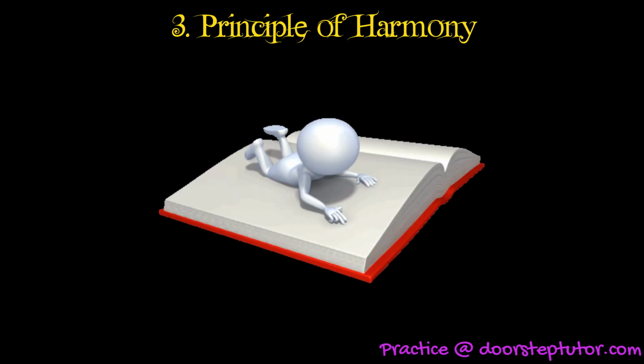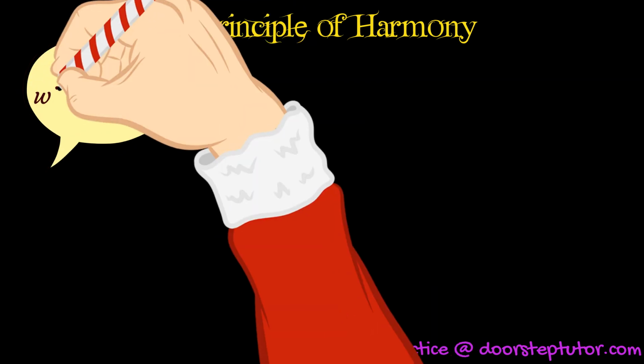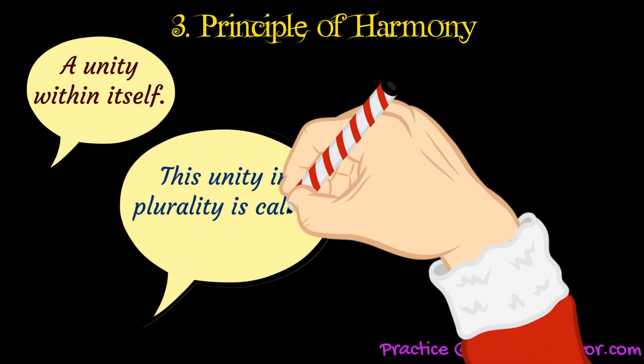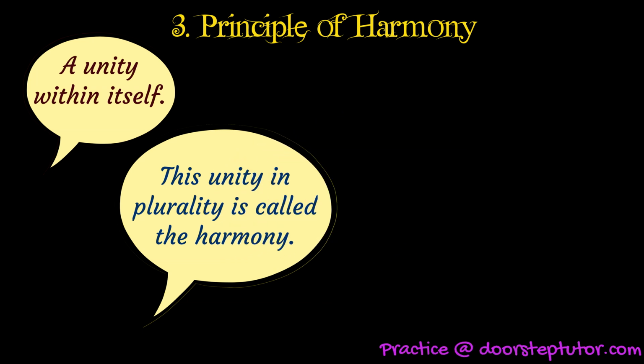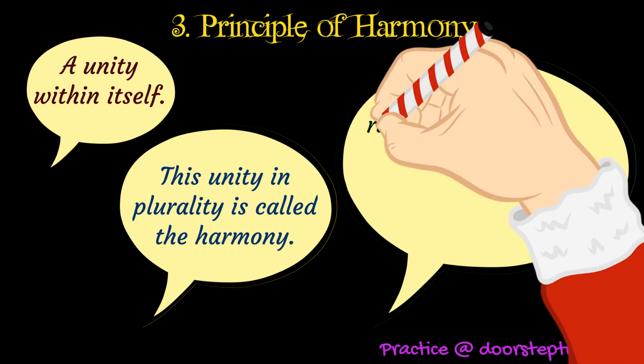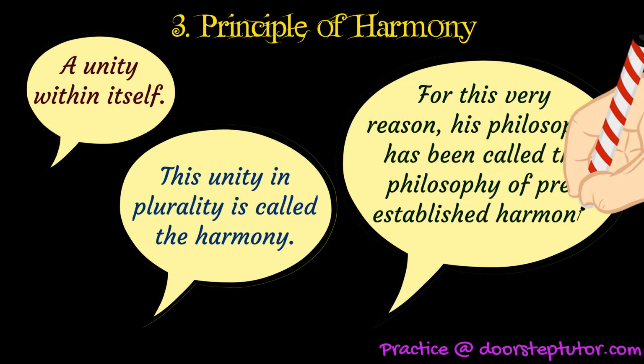Leibniz maintained that everything is real for it contains the whole, and in some sense it can also be regarded as a whole itself. In other words, he is basically referring to a unity within itself. Now this unity in itself becomes plurality. And the unity in plurality is called the harmony. The law of harmony plays the same role in Leibniz's philosophy which the abstract plays in the philosophy of Spinoza, just to make it easier for you. For this very reason, his philosophy has also been called the philosophy of pre-established harmony.